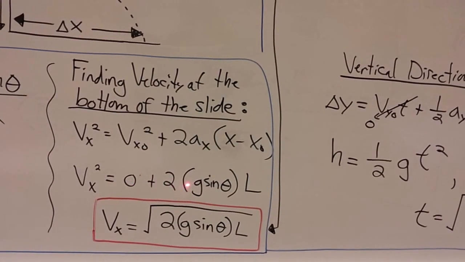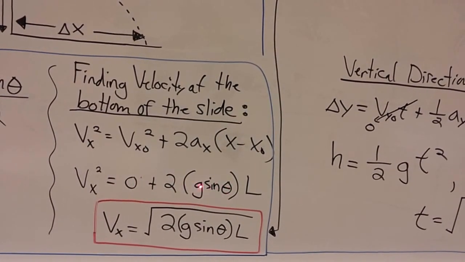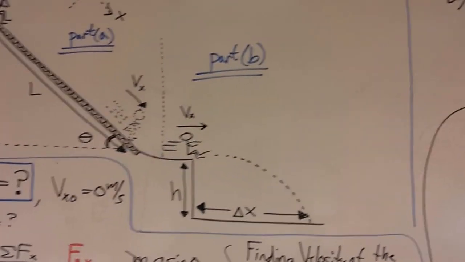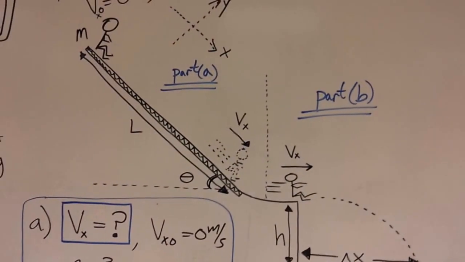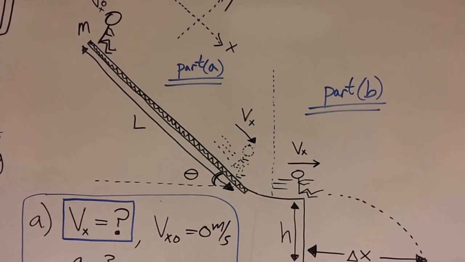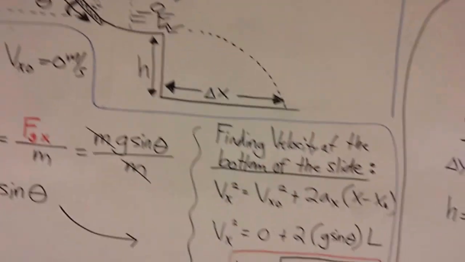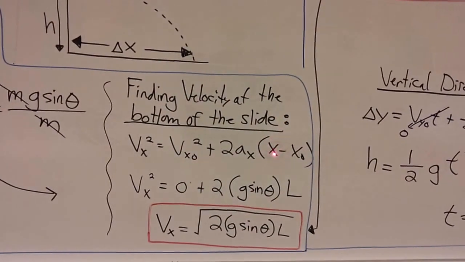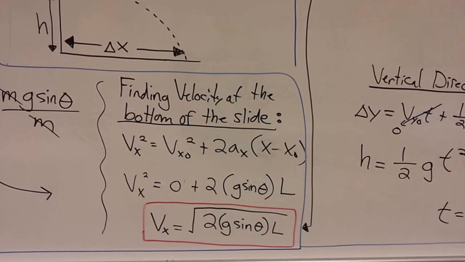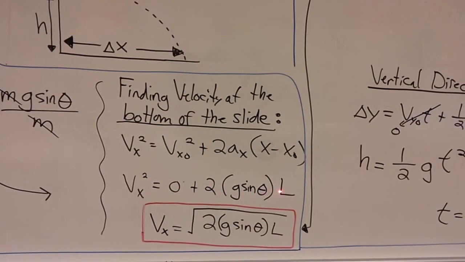The initial velocity is 0. The acceleration we said is g times the sine of theta. And our displacement, if we look back at our slide, the kid is being displaced over a distance of L. So we're going to substitute L in for final minus initial position. So we get velocity squared is equal to 2g sine theta times L.